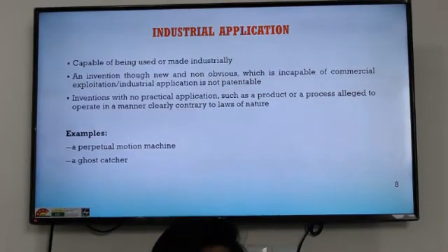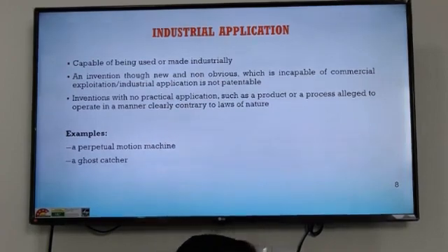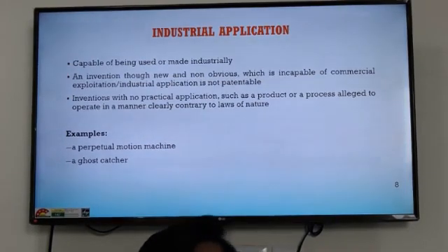So even if it's new, even if it's non-obvious, even if it has an inventive step, but you can't reproduce it. Whatever you came up with, there's just that one prototype, and for some reason, you can't make it into a commercially viable product. That would not satisfy the industrial application test.